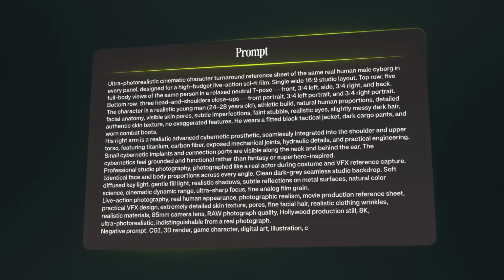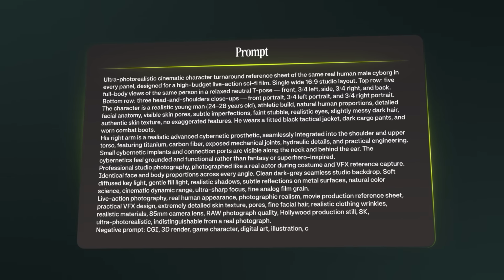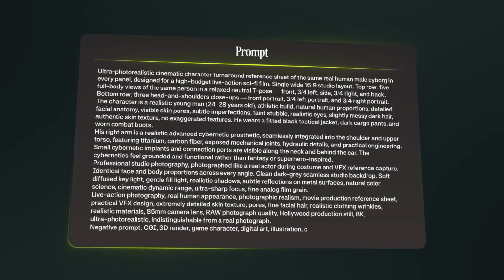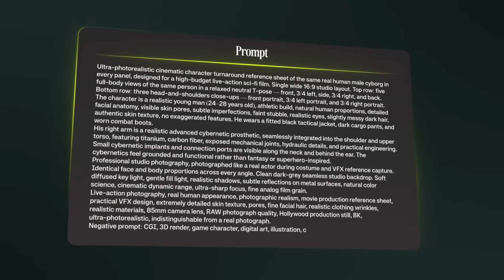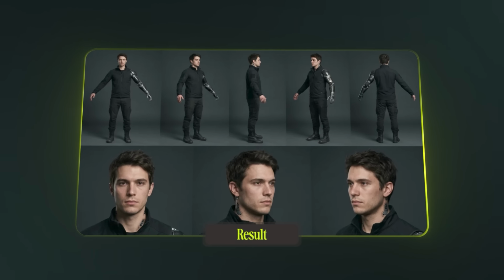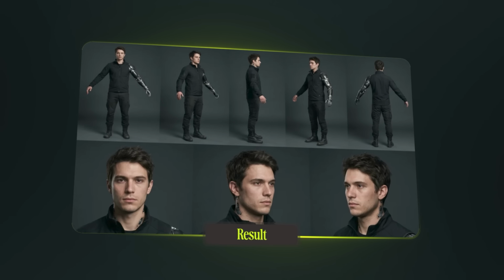Now, for the character sheet itself. I build a full turnaround sheet with front, side, back, and close-up face panels all on one 16:9 canvas. Lock in every detail: the skin texture, the outfit, the cybernetic arm design, the proportions. Include a negative prompt to stop the model from going 3D or CGI. The goal is to give the model one single source for what your character looks like, so no matter which generation you're running, the character comes out identical every time.